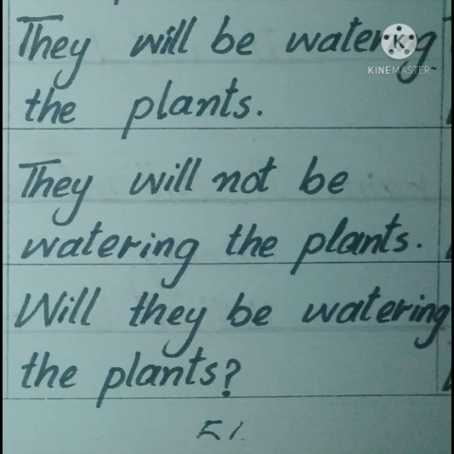In negative, we put not with the first helping verb, that is will. They will not be watering the plants. Future interrogative, will they be watering the plants? We know that first helping verb will come at the start of the sentence for forming interrogative.